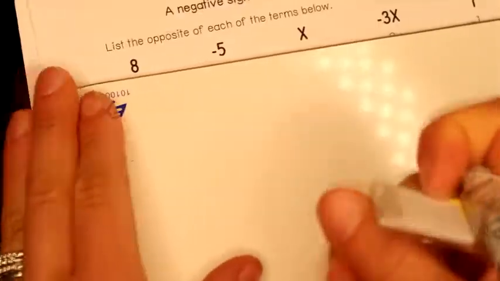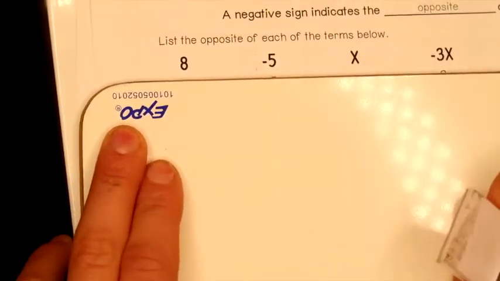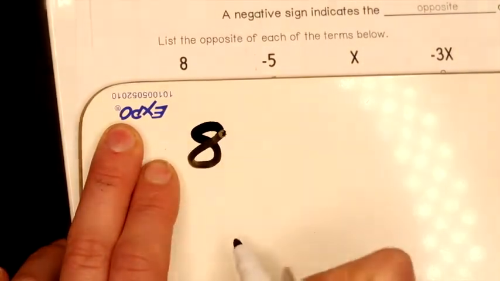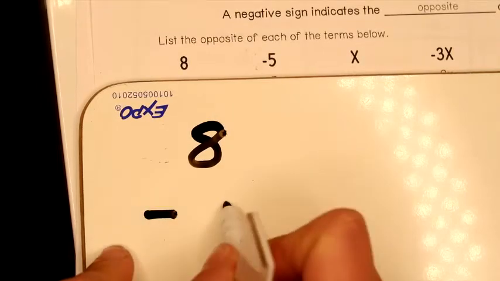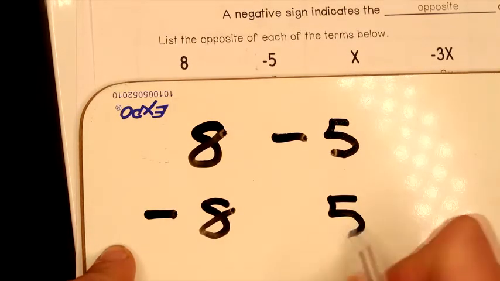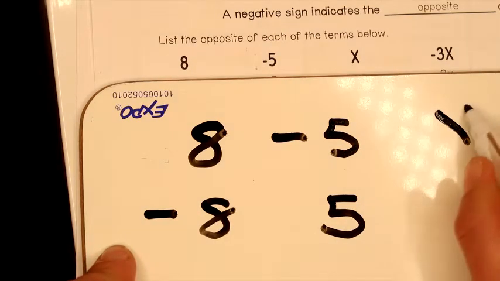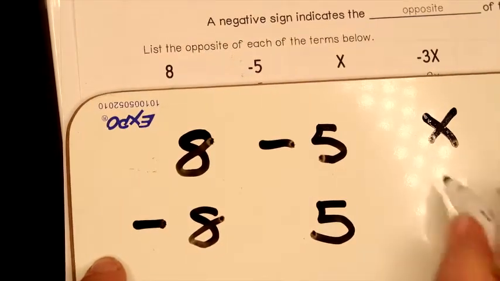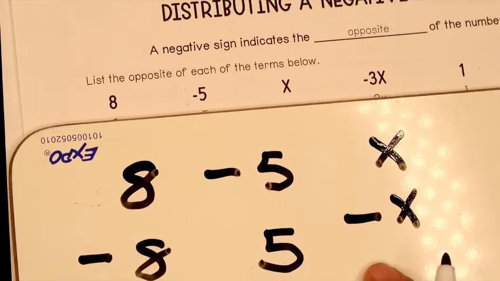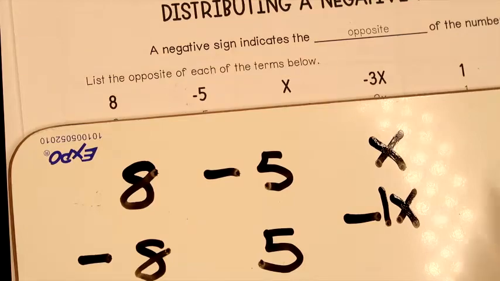So right now, if we look at these terms, it says list the opposite of each of the terms below. So we have 8. What is the opposite of 8? Negative 8. 5. Or negative 5, positive 5. X. Can you guys take a guess? Negative X. And remember, when we just have a variable by itself, it is always considered to have a 1 in front of it. Okay?